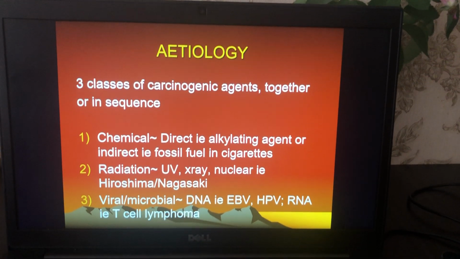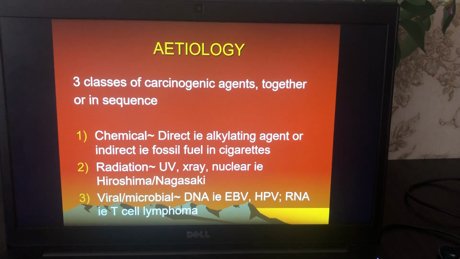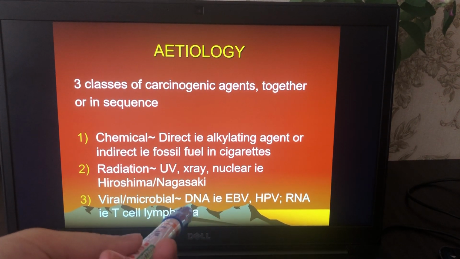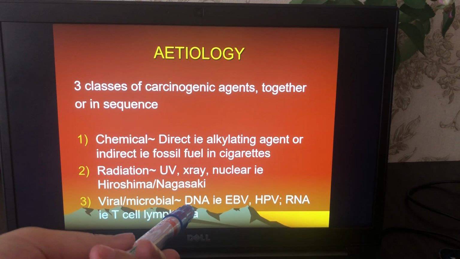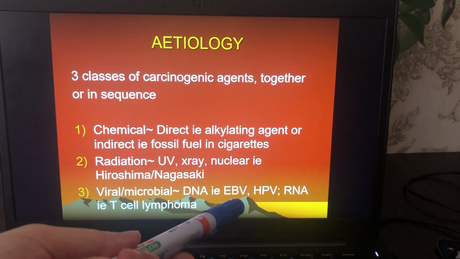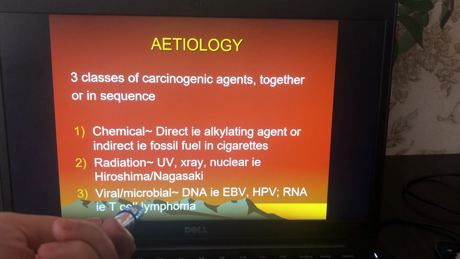And the third one is from microbial, right? Viral microbial. Remember when we talked earlier, Epstein-Barr virus produces DNA that can actually cause cancer, or HPV, which is an RNA type. So for example, a T-cell lymphoma.